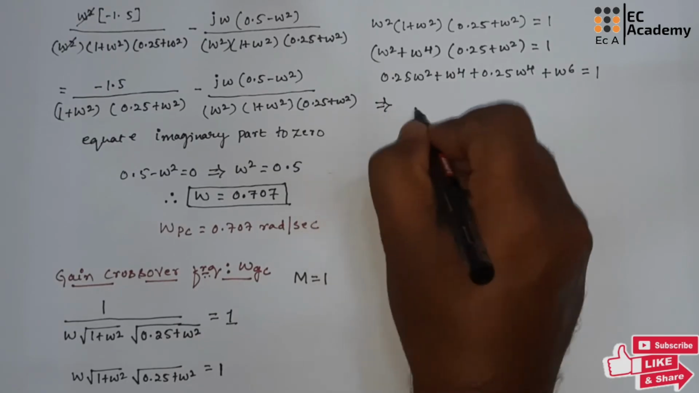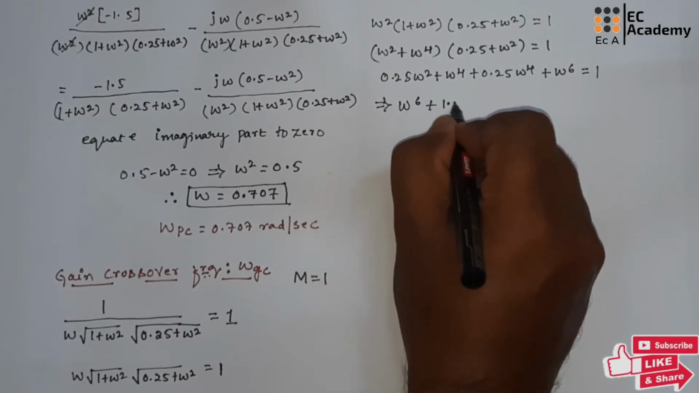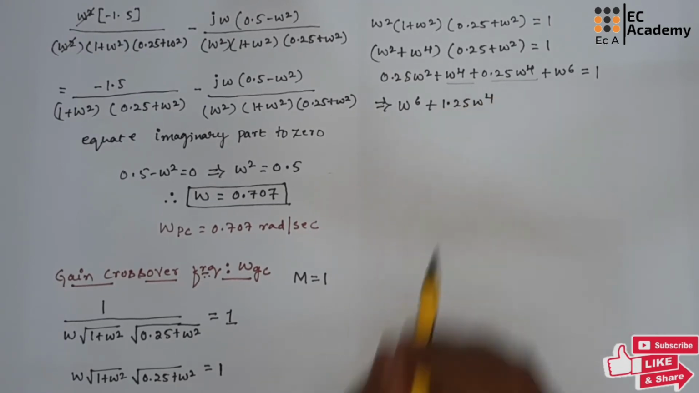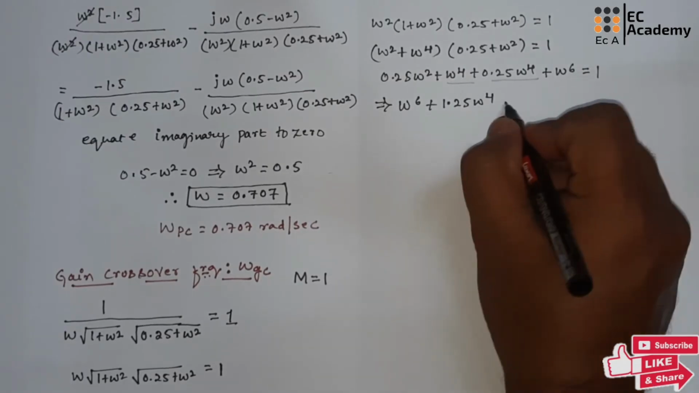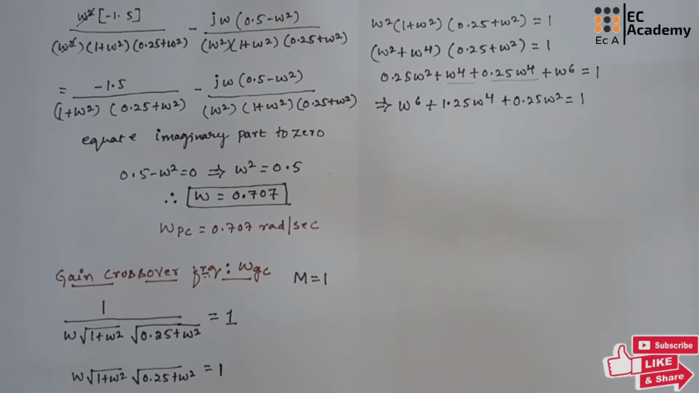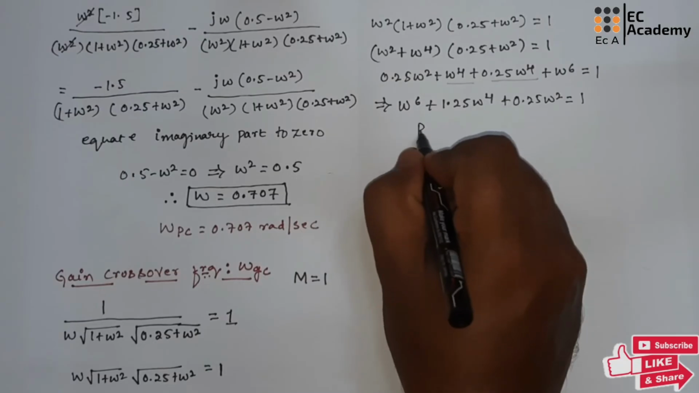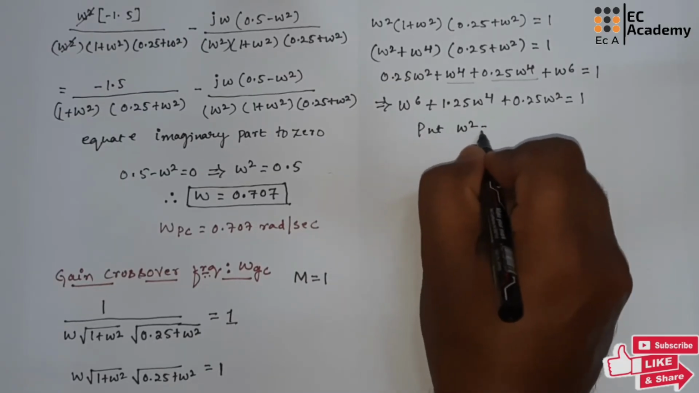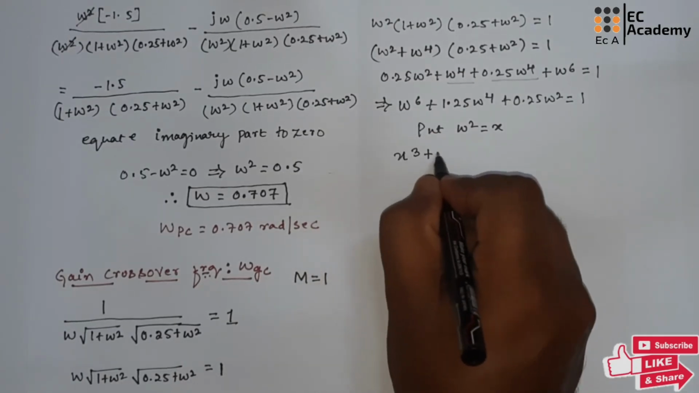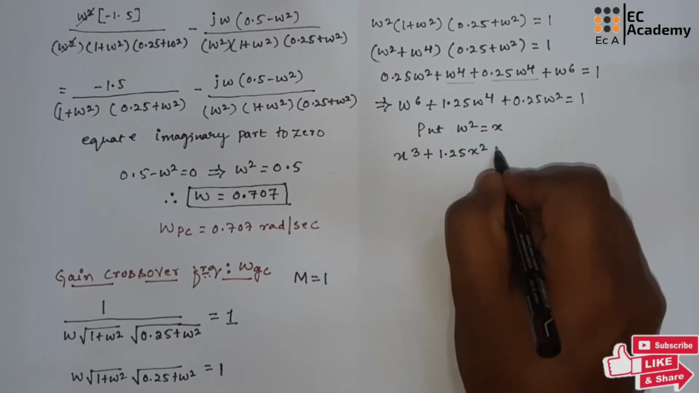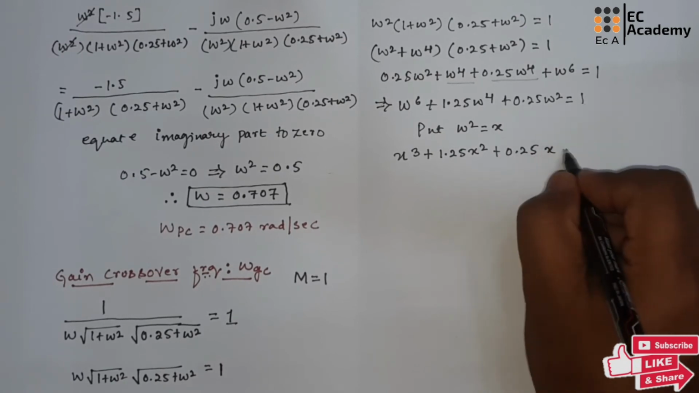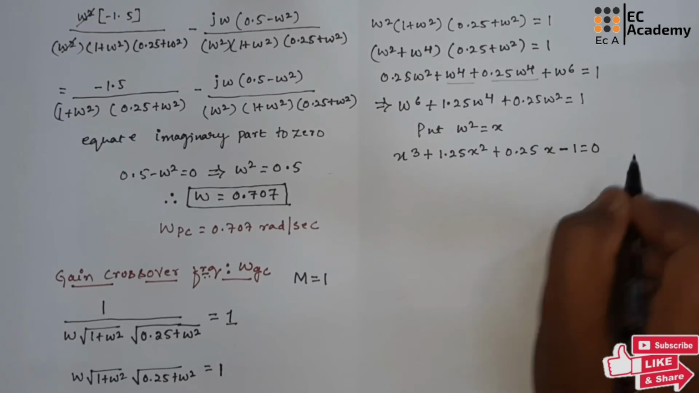So we will get the expression as omega to the power of 6 plus 1.25 omega to the power of 4, so we have omega to the power of 4 here. So it will be 1.25 omega to the power of 4 plus 0.25 omega square is equal to 1. Now let us put omega square is equal to x. In that case, we can write the above expression as x cube plus 1.25 x square plus 0.25x. If we take 1 towards the left hand side, it will be minus 1 is equal to 0.